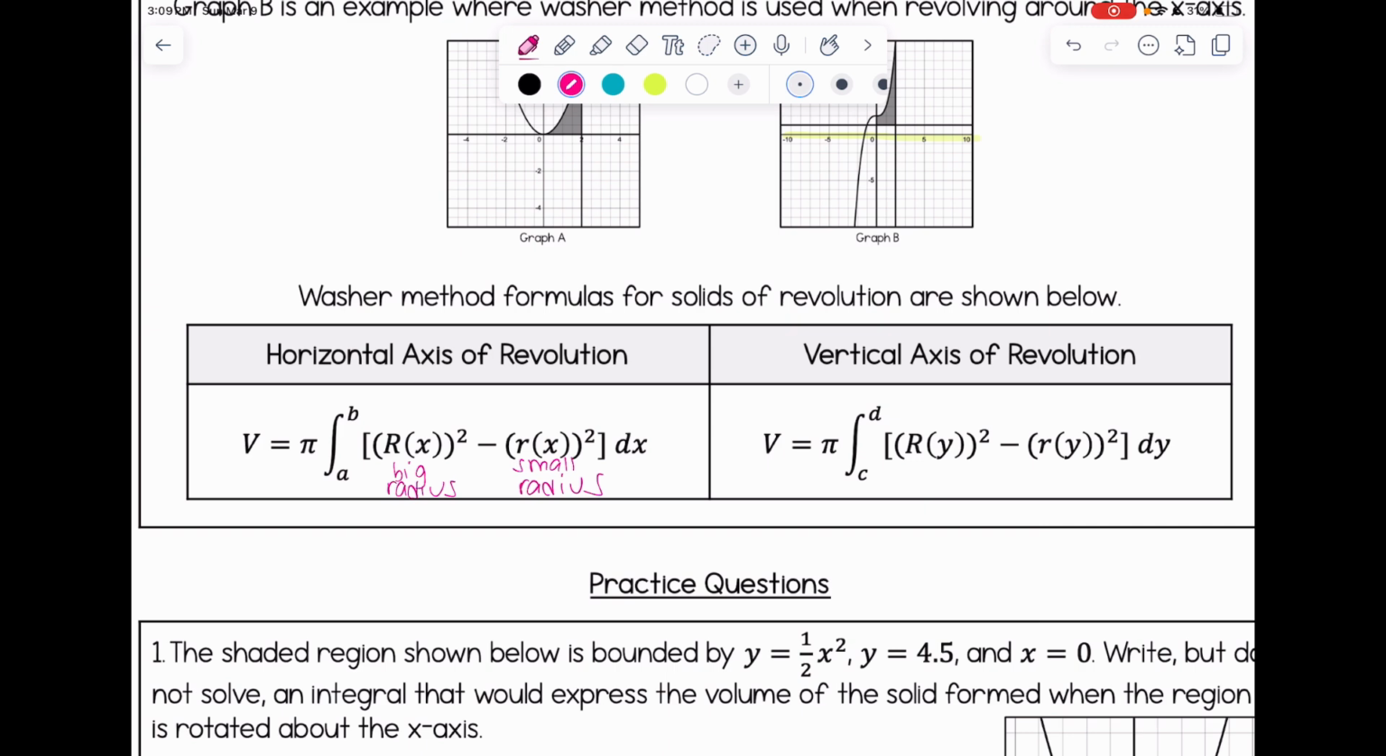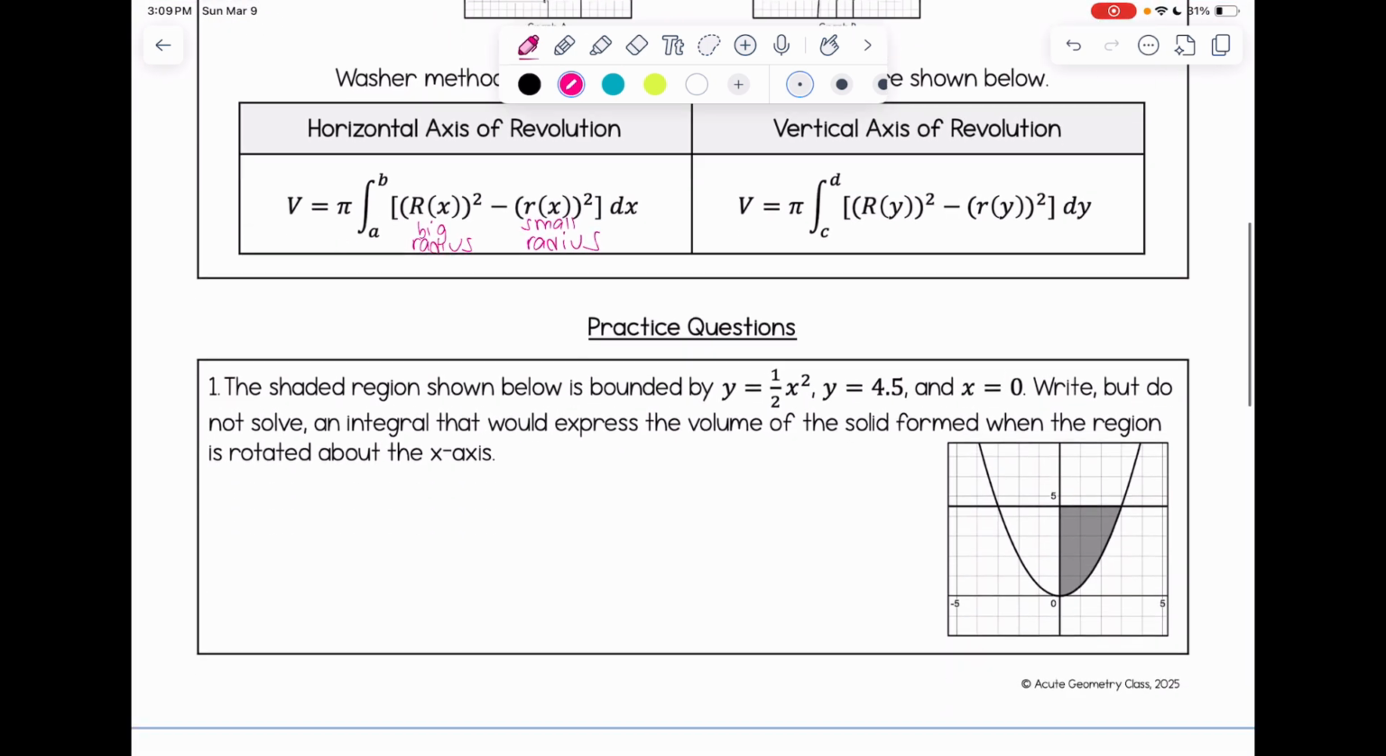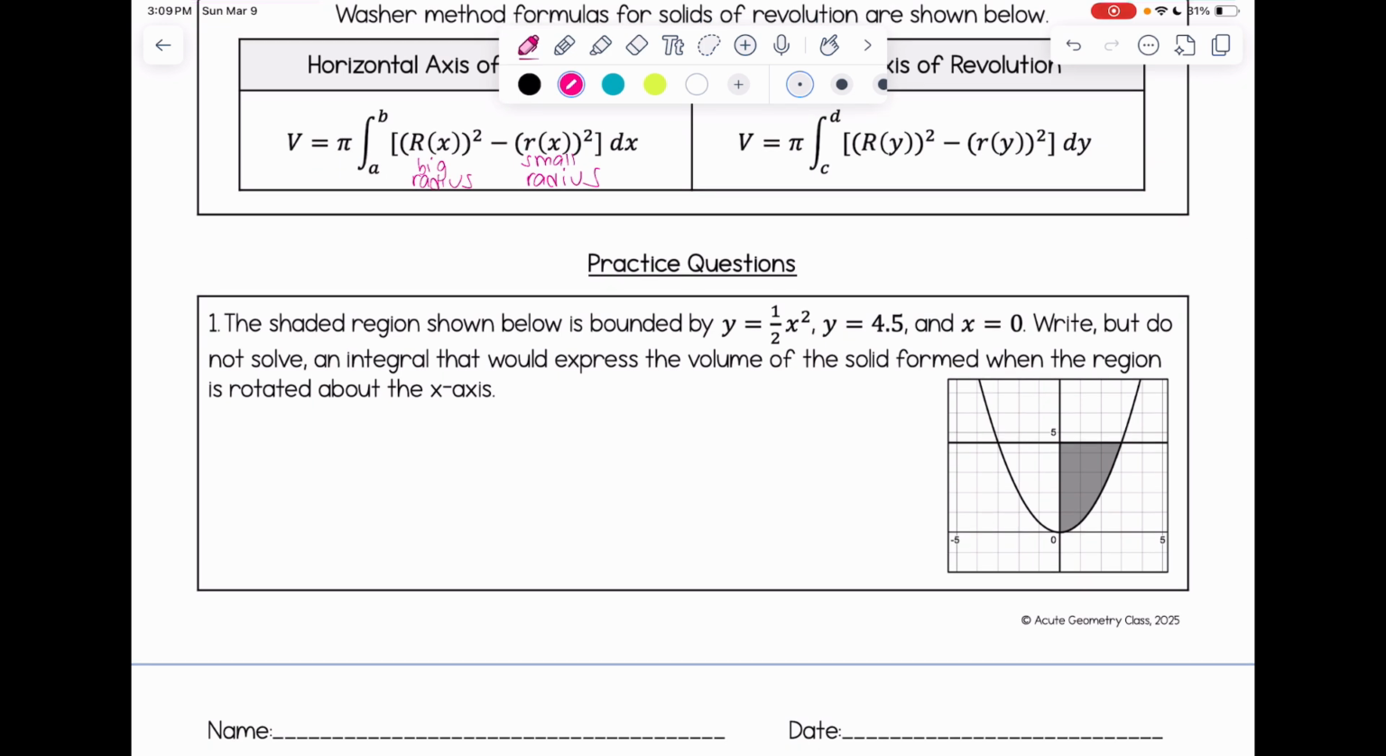All right, let's take a look at an example to practice this. Number 1 says: the shaded region shown below is bounded by y equals 1/2 x squared, y equals 4.5, and x equals 0. Write, but do not solve, an integral that would express the volume of the solid formed when the region is rotated about the x-axis.